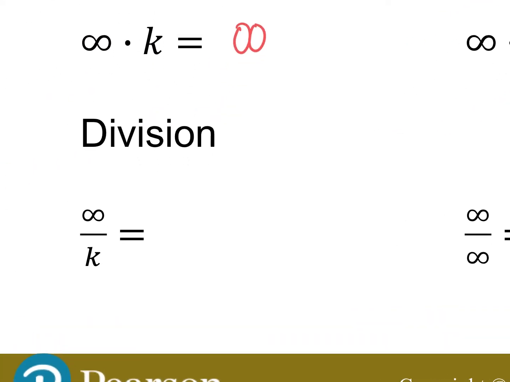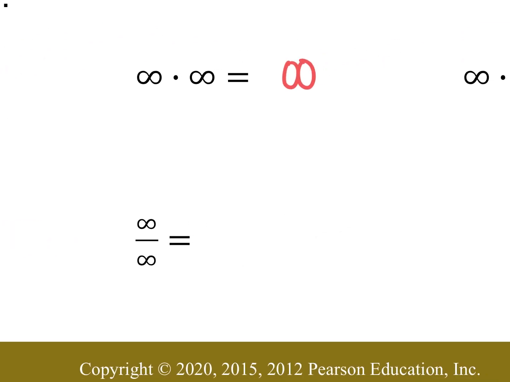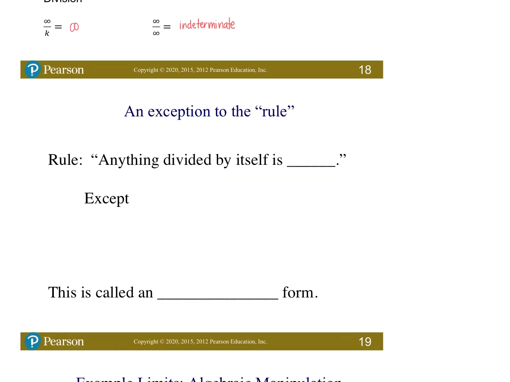Okay, how about infinity divided by k? Still infinity. How about infinity divided by itself? Okay, it's not 1. Indeterminate. All right, so these are those rules. The rule that we usually think of is that anything divided by itself is 1 except involving 0 over 0 or infinity over infinity. So these are the things we call indeterminate.